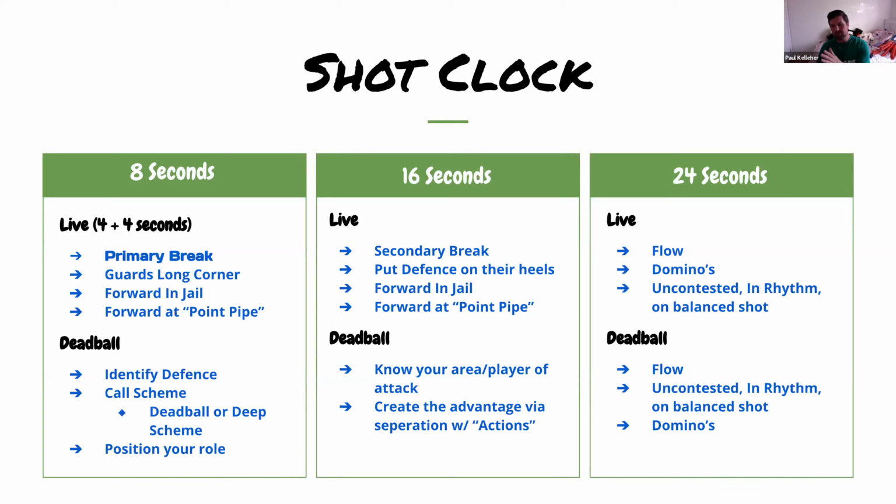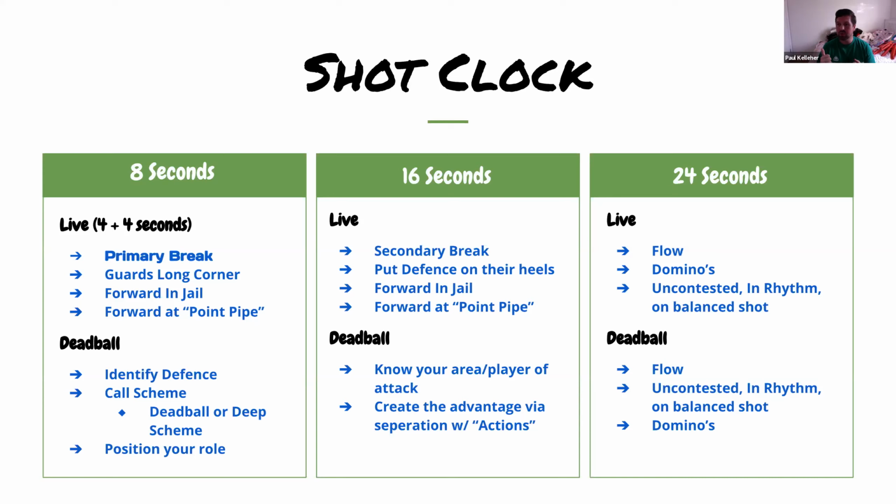I'll stay with the live for a second. So now we're going from 8 seconds to 16s. If we're in a live situation and the defense gets back pretty quickly, they're still on their heels a little bit. So in that situation we can still find out which secondary break we're getting into, or if we're staying in our flow offense, put the defense on their heels. How can we keep the defense on their heels? Put the forward in jail, forward to point pipe again. And then at that point, if the defense is really good in terms of live ball transition, now we're getting into our flow, our dominoes, and how can we create our shot selection guidelines?